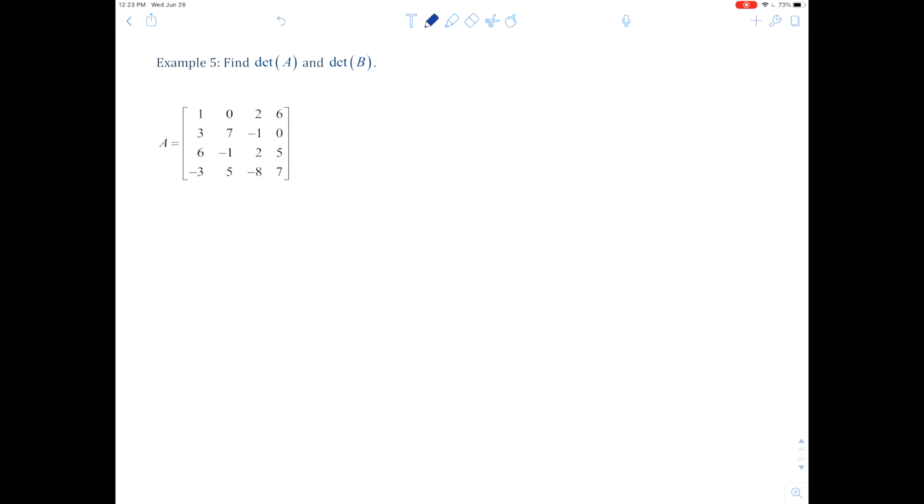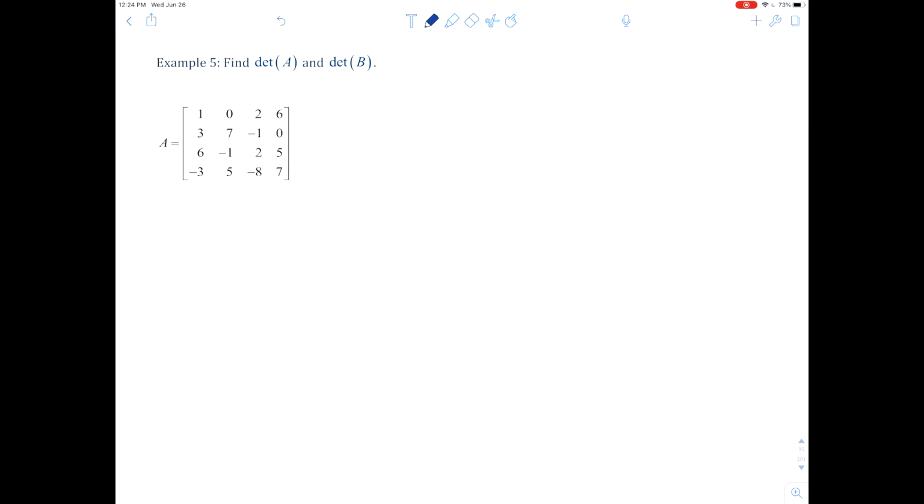Why don't you go ahead and pause the movie, work the problem out, and then check to see how you did. Let's see how you did. I'm going to use expansion by cofactors because I just double-checked my notes and saw that the method we did before only works for 3 by 3 matrices. It doesn't work for higher orders.